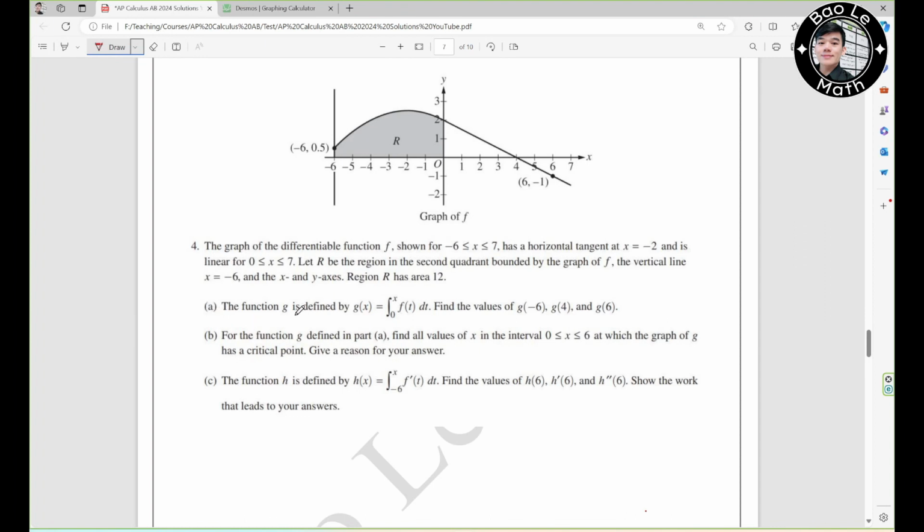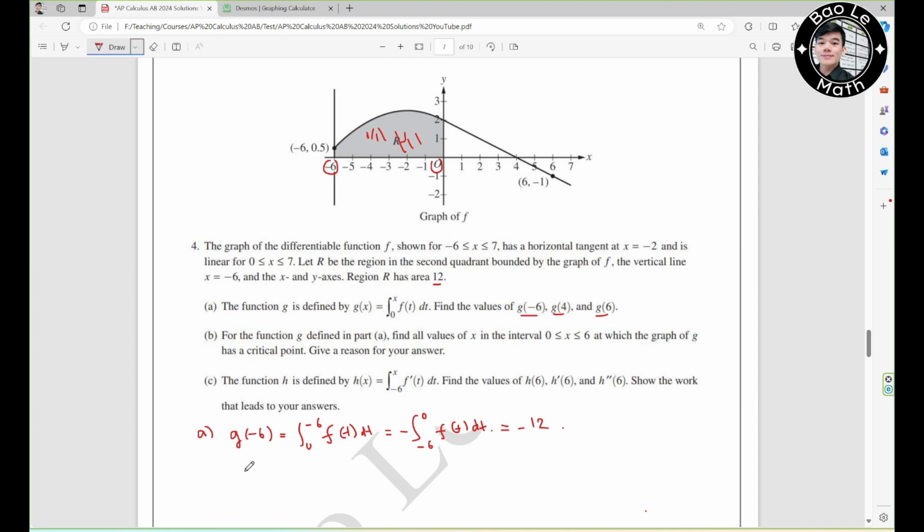Question A. The function g is defined by g of s equals the integral from 0 to s of f of t dt. We need to find the value of g of negative 6, g of 4, and g of 6. So g of negative 6 is the integral from 0 to negative 6 of f of t dt. Now we change the bounds and change the sign, so it becomes the integral from negative 6 to 0 of f of t dt. Looking at the graph, negative 6 is here, 0 is here. So the integral from negative 6 to 0 of f of t dt is the area of this region right here. We have 12 here, so it would be negative 12.